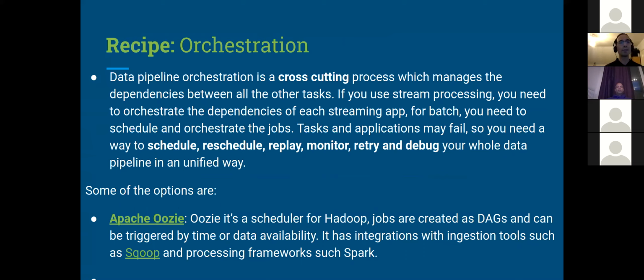So now we have processed the data. Many articles don't go into, for me, one of the biggest problems: you may have hundreds of jobs, how do you orchestrate all these dependencies? Data orchestration is a cross-cutting process. It is basically everywhere. And you really need to make sure you have a way to schedule, reschedule, replay, monitor, retry, and debug your whole pipeline in a unified way.